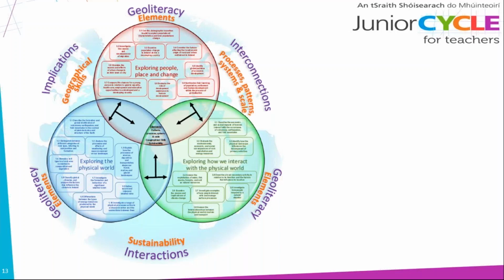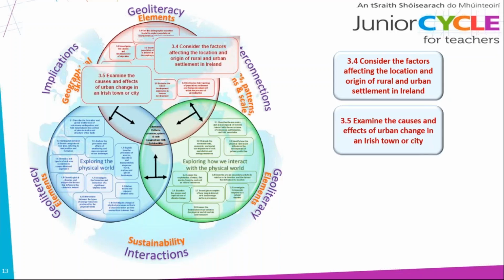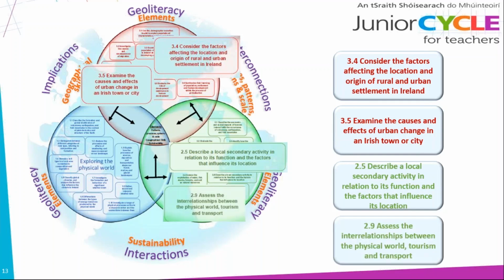When planning the unit of learning for this webinar, we linked 4 learning outcomes, and we decided that we were going to focus on Learning Outcome 3.4, consider the factors affecting the location and origin of rural and urban settlement in Ireland. Learning Outcome 3.5, examine the causes and effects of urban change in an Irish town. Learning Outcome 2.5, describe a local secondary activity in relation to its function and the factors that influence its location. And finally, Learning Outcome 2.9, assess the interrelationships between the physical world, tourism, and transport.